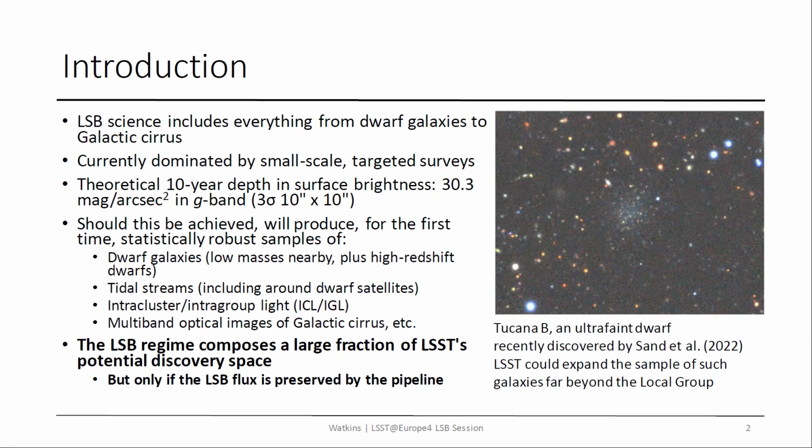LSST will be the first survey to produce really statistically robust samples of things like dwarf galaxies, including very low mass ones in the local universe, like this one that I'm showing over here, recently discovered by Dave Sand's group, as well as high redshift dwarfs, tidal features, even maybe some around dwarf galaxies, intracluster light, intergroup light, and then also maps of galactic cirrus and multi-band optical imaging, which could be useful as well. So what this all means is that LSB, being such a broad topic, comprises a fairly large fraction of LSST's potential discovery space, assuming, of course, that the LSB flux is actually preserved by the pipeline.